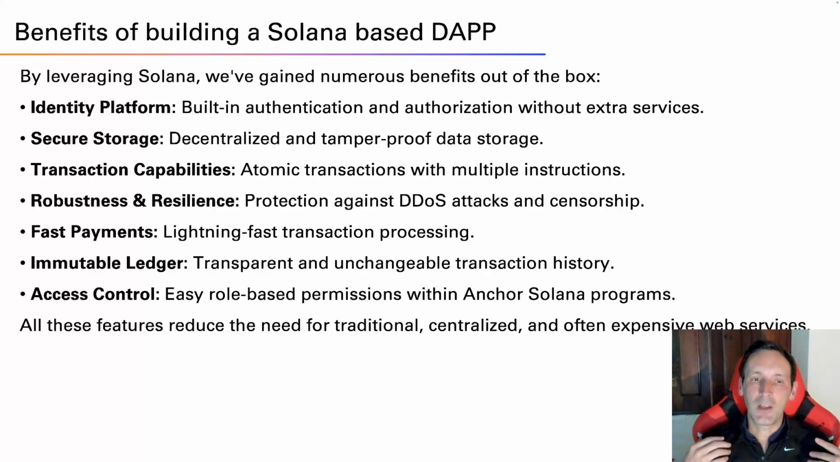Then you have an immutable ledger, of course, which is a transparent and unchangeable transaction history. This is a transparency that not many Web2 counterparts can aspire to have. We have it out of the box, available straight away. And access control is really easy to do with Anchor-based Solana smart contracts. Again, all of these features reduce the need for traditional centralized and often expensive web services that we have to use as separate solutions in the Web2 space. But for Web3, these are built in. They're part of the system.